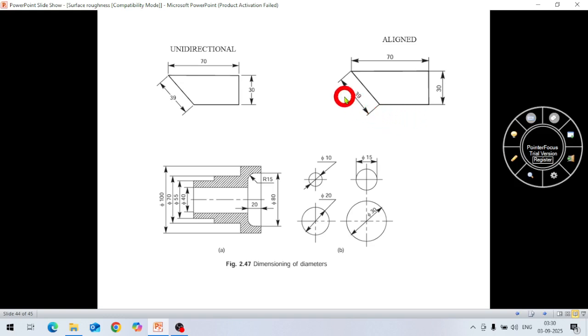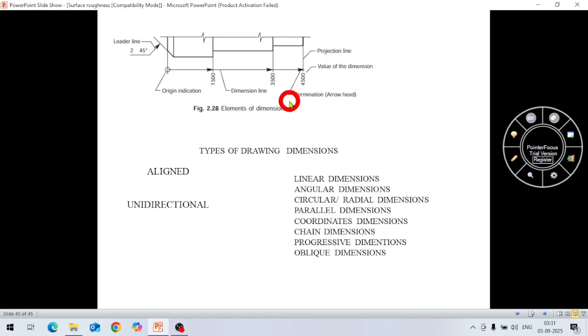And aligned means the text is aligned with the dimension line. Whatever is the angle of the dimension line, see, the text will also be at the same angle. So if it is at 90 degree, then the text is also at 90 degree. If it has some other angle, the text is also at the same angle. So this type of arrangement is aligned dimension, and this is unidirectional. Okay.